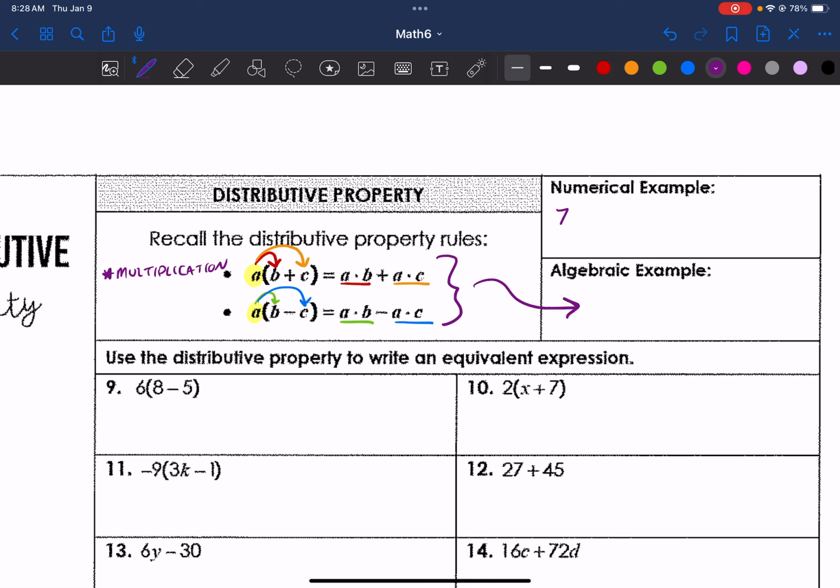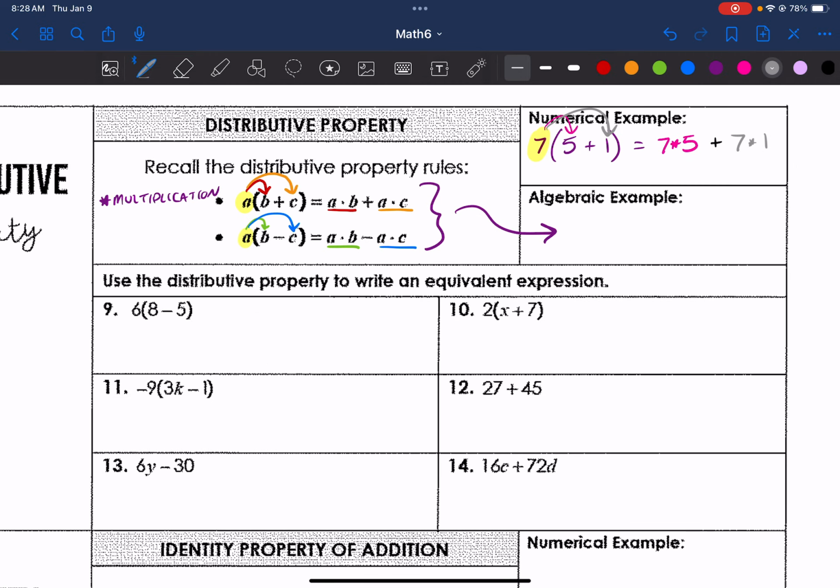Numerically, let's try this. Okay, what are we distributing? Good, we're distributing the 7. So what are we distributing the 7 to? We're sending it to the 5. There's a plus sign in between. Good, and then we're sending it to the 1. So you want to make sure everyone gets those cookies. So that's a step to help you simplify.